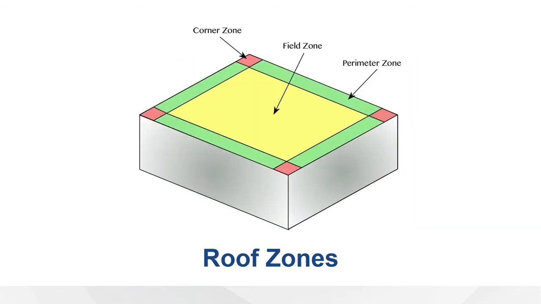Roof zones. Roof zones are an important concept in the design of single-ply roof systems. Of the three zones mentioned in the slide above, corner zones will typically receive the heaviest forces of wind, whereas perimeter zones will typically receive heavier forces than the field.